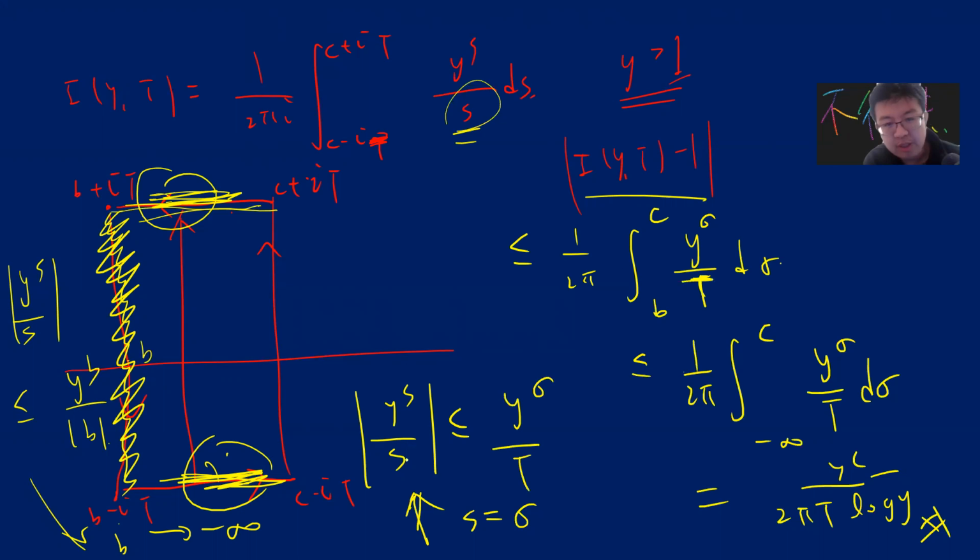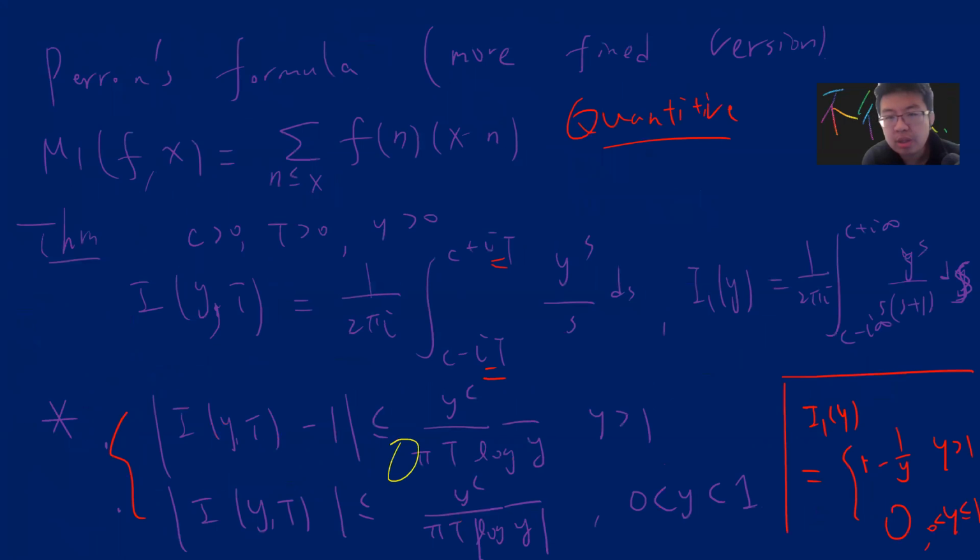Because y of s divided by s, if I take the absolute value, then this s will be the real part, and the s will be the modulo. So in this case, I can only use the imaginary part. Okay, so now let's prove this. This is for y greater than 1, and for y less than 1, you can simply use the same thing, right? We already proved this.